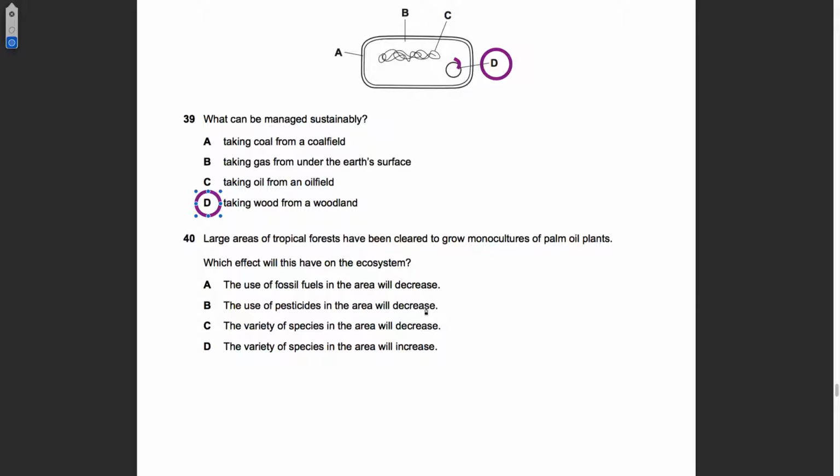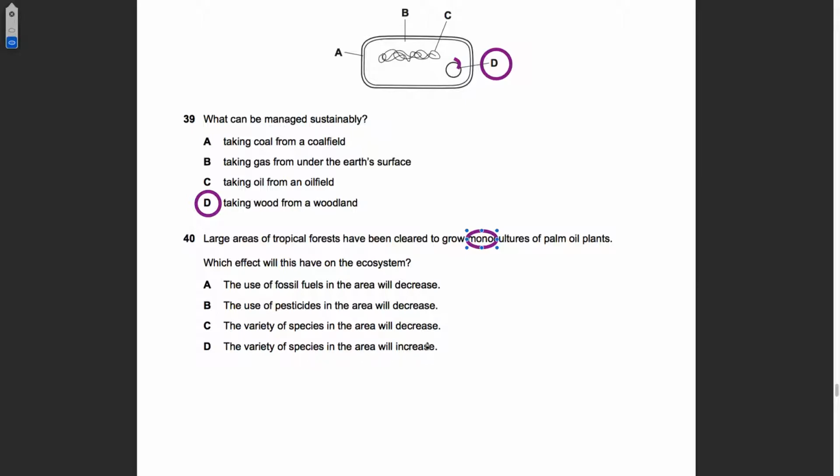40. Large areas of tropical forests have been cleared to grow a monoculture of palm oil plants. A monoculture, as the name suggests, is just where you're growing one type of plant only. Mono, one. Think monobrow, one eyebrow. Which effect will this have on the ecosystem? Will it cause the use of fossil fuels in the area to decrease? The use of pesticides in the area will decrease. The variety of species in the area will decrease, or the variety of species in the area will increase.